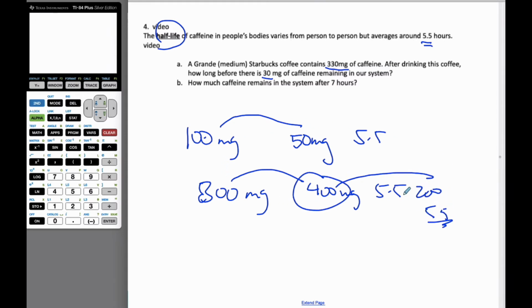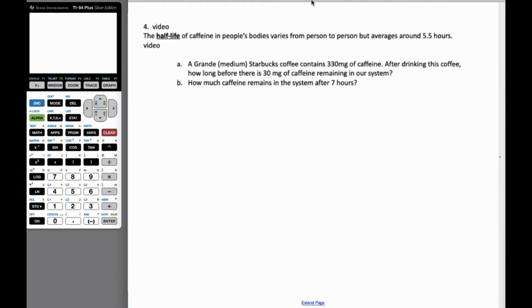And so this is an exponential decay situation, and so I have to make a model that's going to deal with exponential decay. And so what I can say is that my initial amount of caffeine times some rate of decay to the power of t is going to equal what the current caffeine level is. And so this is the initial amount of caffeine. Well, I need to find what my B value is. My initial amount was 330 B to the T. Well, if I want to do my half-life of 5.5, my T is going to be 5.5.